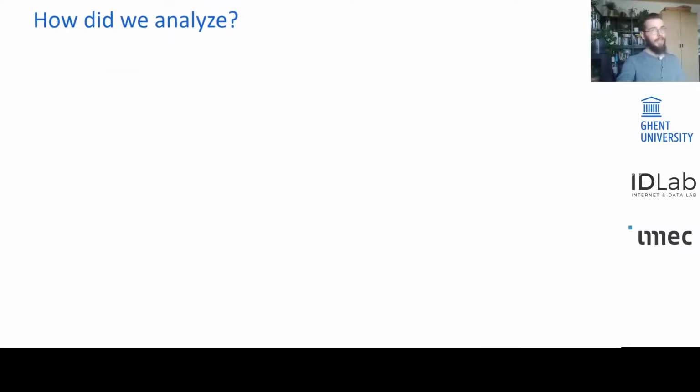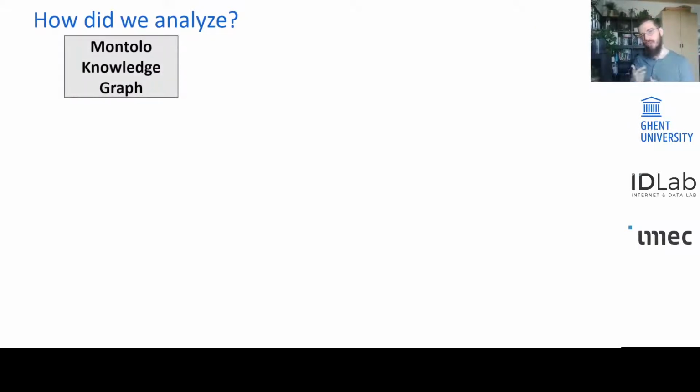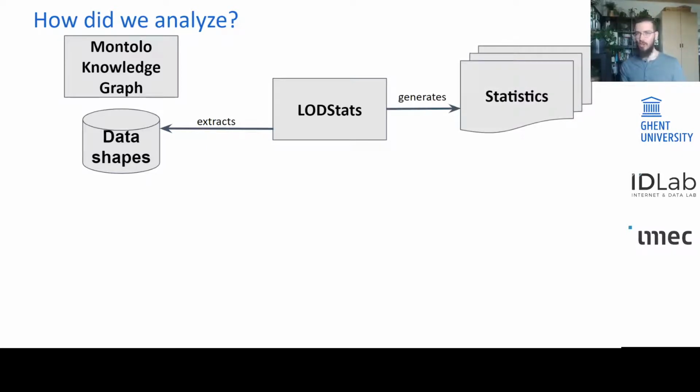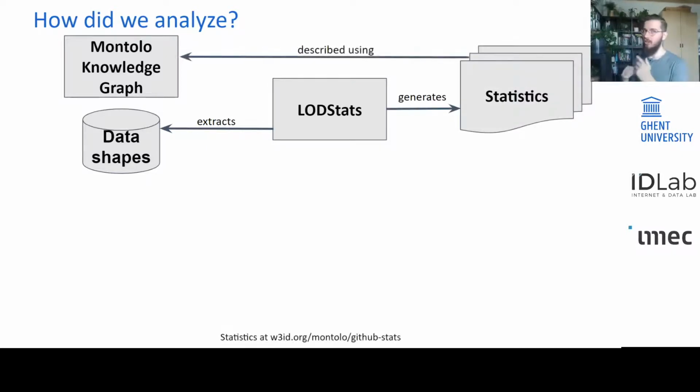And what we did then is we defined for each constraint type of the SHACL specification a definition in RDF using our Montolo Knowledge Graph. Then we used a LODStats extension to extract statistics from the input, in this case our GitHub SHACL shapes, to create statistics about constraint type use, which are described using our Montolo Knowledge Graph. And you can find the statistics online under this URL.